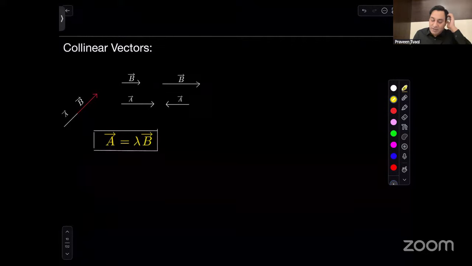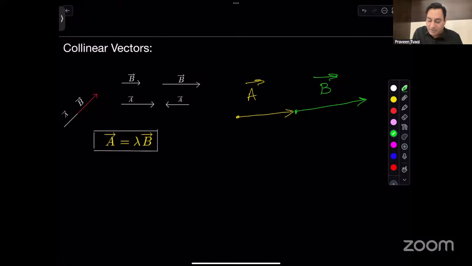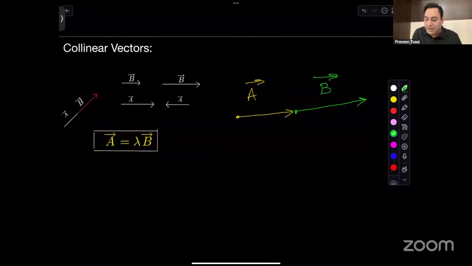Collinear vectors: when two vectors are along the same line. Suppose I have a vector, this is A. Then I draw another vector which is along the same line. Such vectors are called collinear vectors. A and B are collinear. They are acting along the same line.